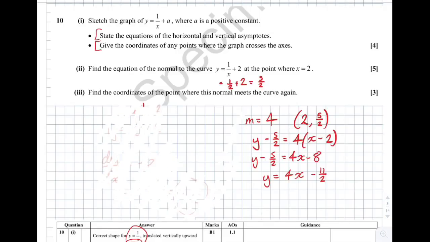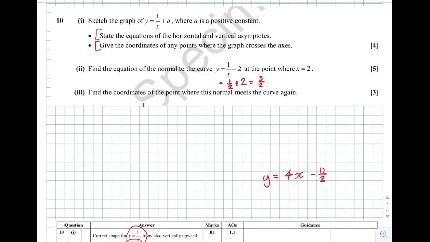Okay, so now we want to know, when does y equals 4x minus 11/2 meet y equals 1/x plus 2? So we're going to have to set these two functions equal to each other. So we've got 4x minus 11/2 equals 1/x plus 2, just because we're looking for where these things intersect. So what I'm going to do to start is multiply everything by x.